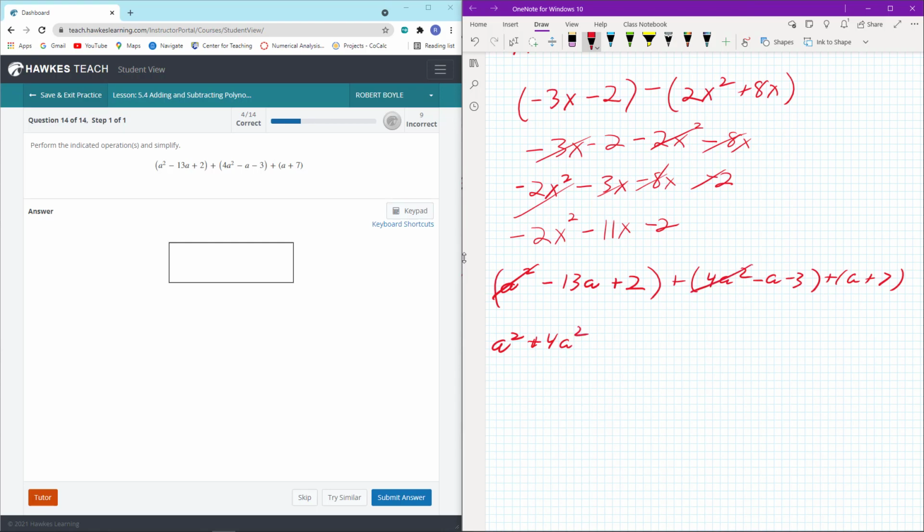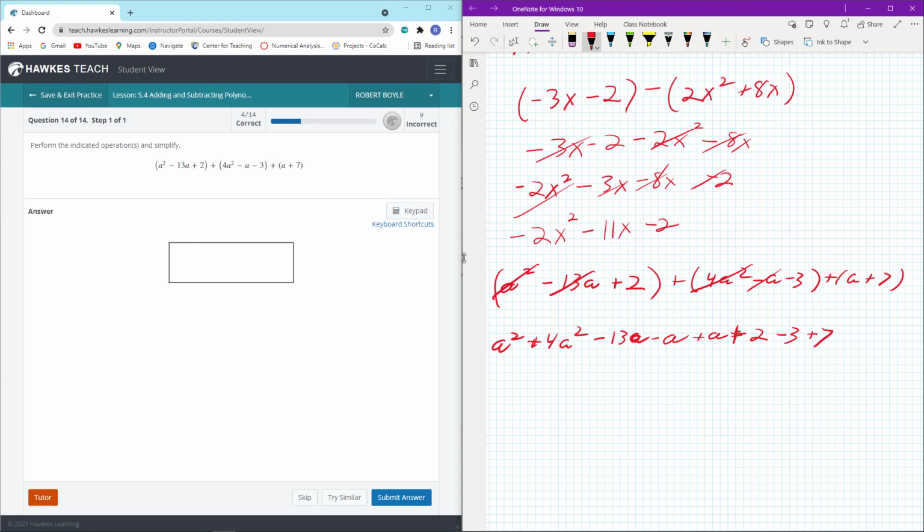Then we have a minus 13a, a minus a, and then a plus a. And then we have a 2, a minus 3, and a plus 7.